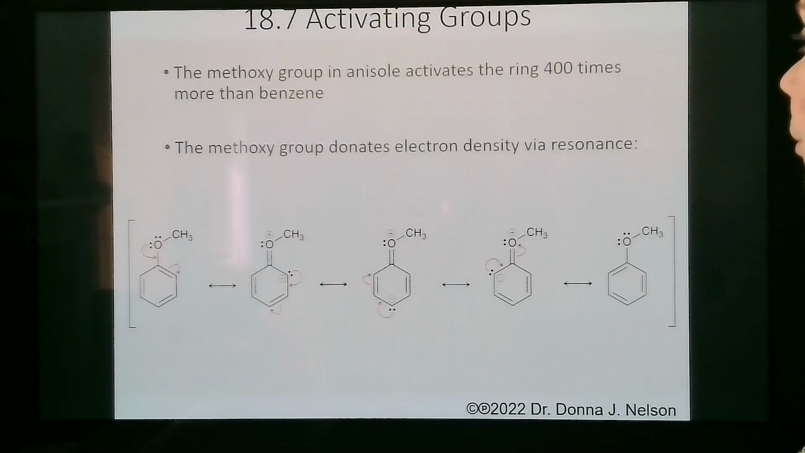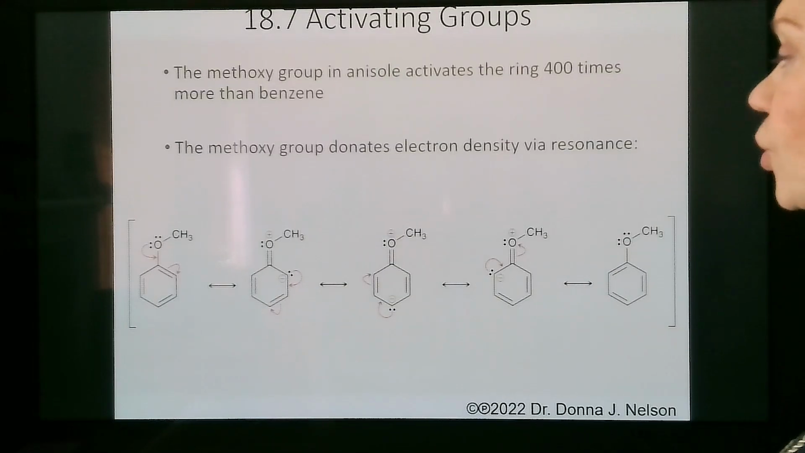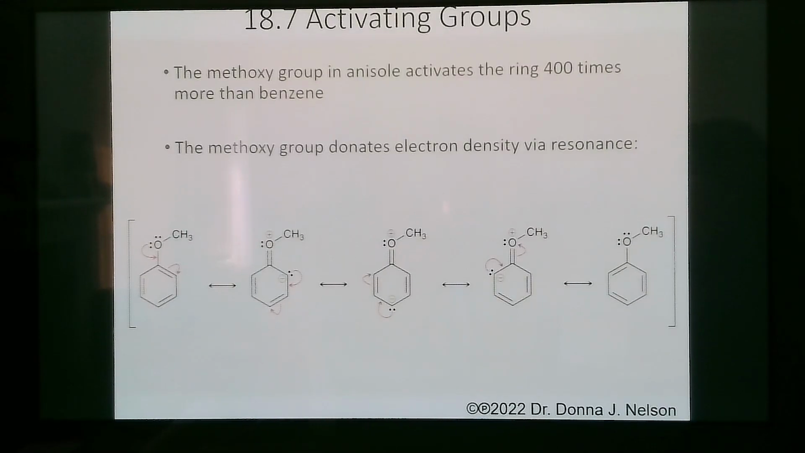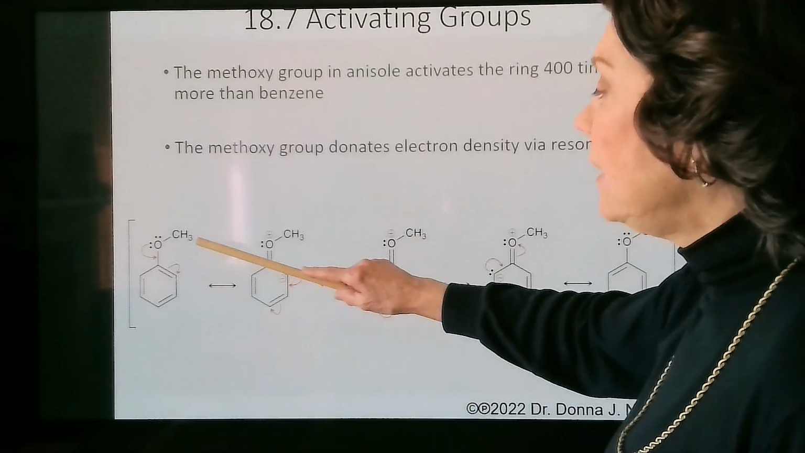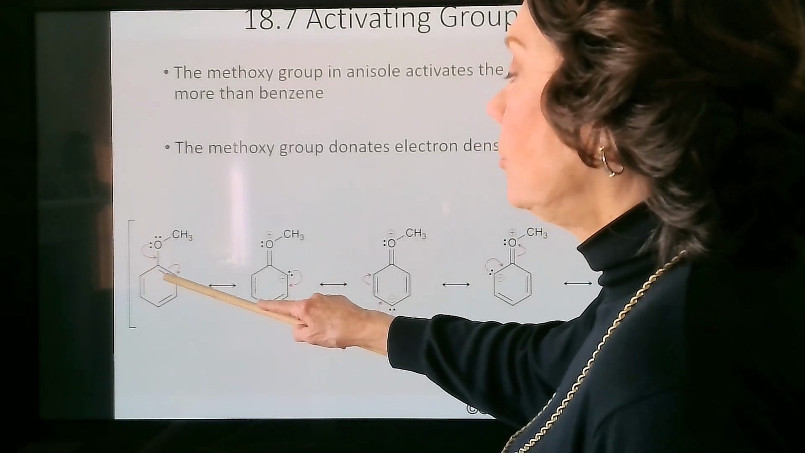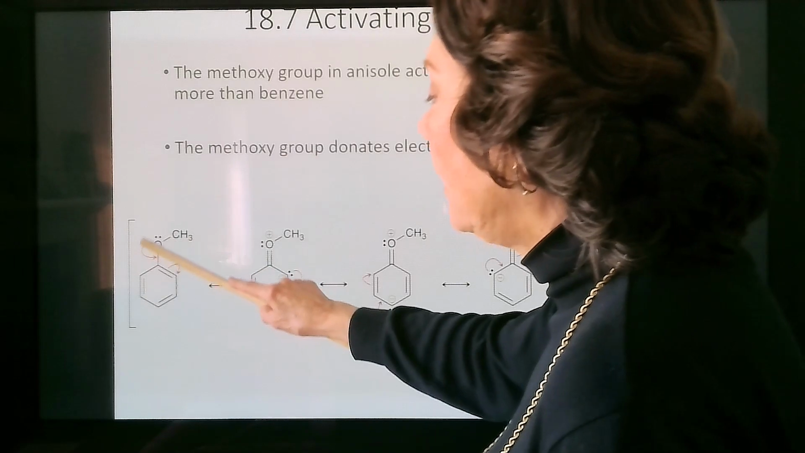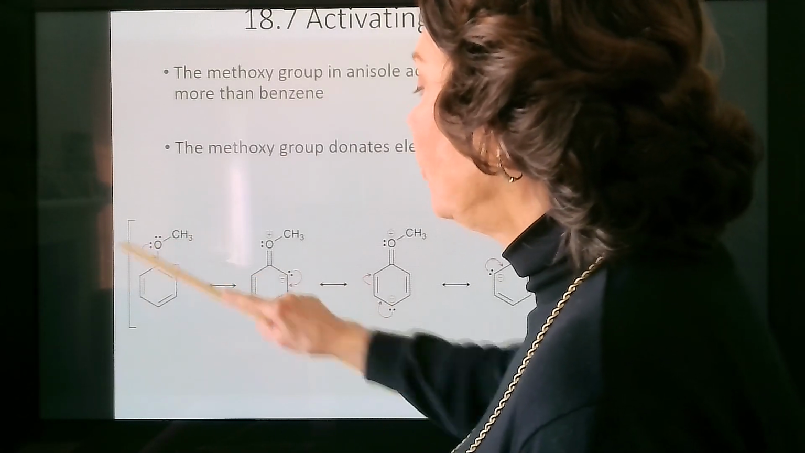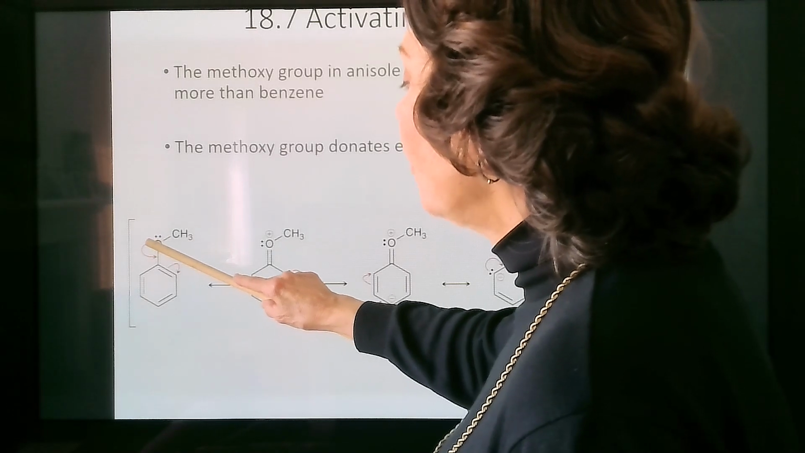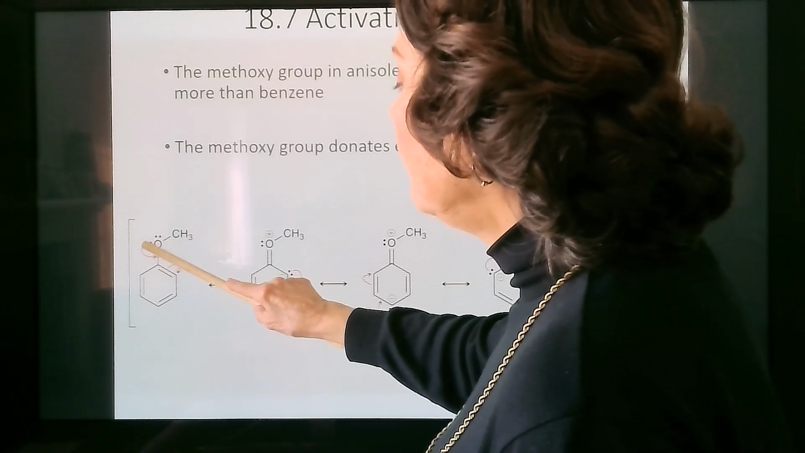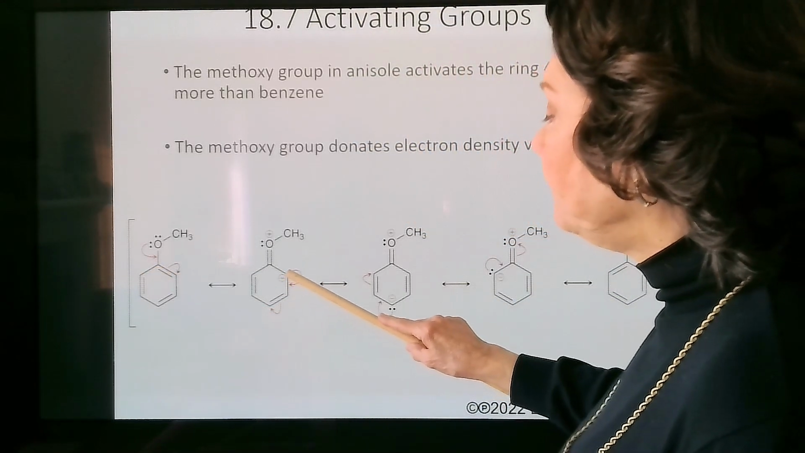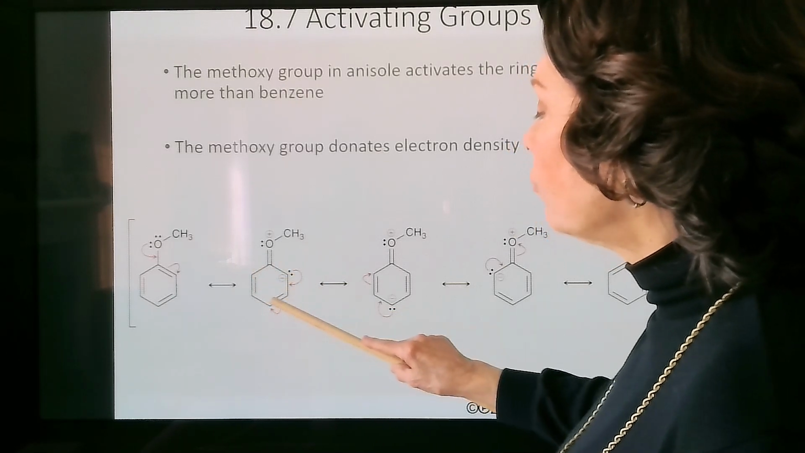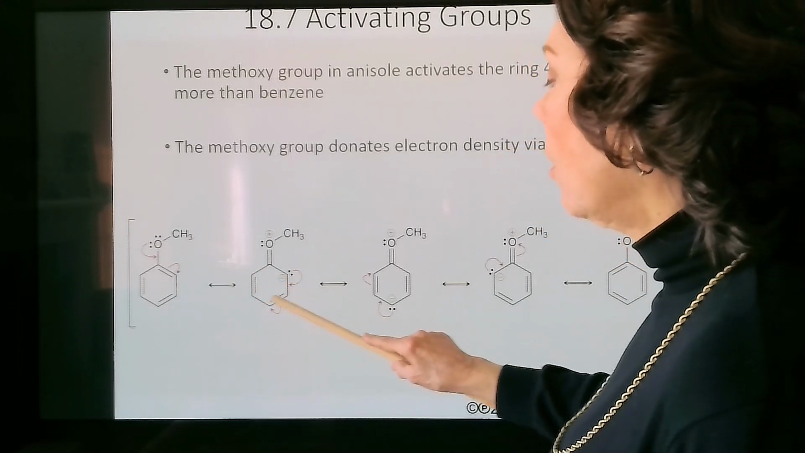The methoxy group activates the ring even more because it stabilizes the carbocation even more. You can see that this is not the carbocation, this is just the reactant. This is just anisole that is bearing a methoxy group. And so you can see the pair of electrons on oxygen donates electron density into the ring. And so you can see this negative charge goes around the ring. The resonance structure is moving this negative charge around the ring.